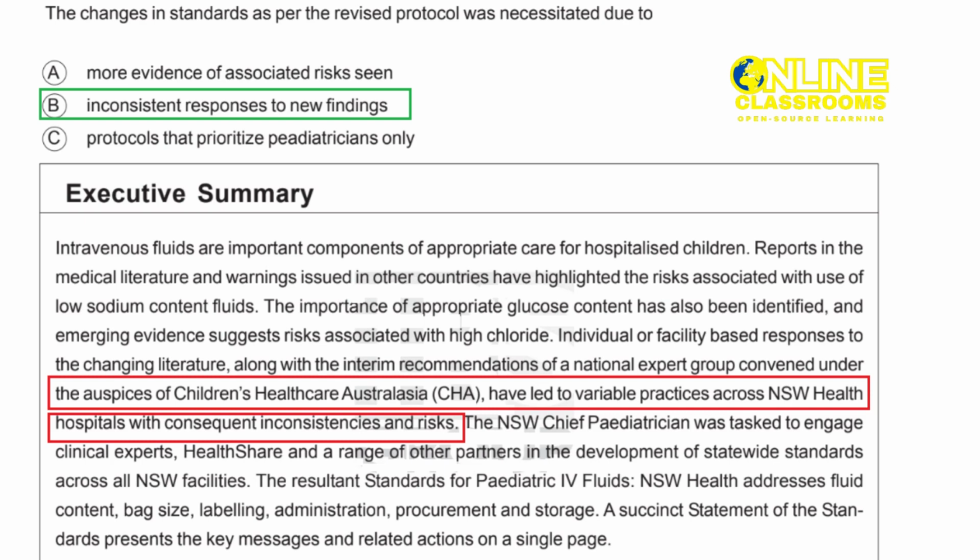C. Protocols that prioritize pediatricians only. This option suggests that the changes in standards were driven by a bias toward pediatricians, which is not supported by the passage. The passage states that the standards were developed with input from clinical experts, health share, and various partners, suggesting a collaborative approach rather than a narrow focus on pediatricians.